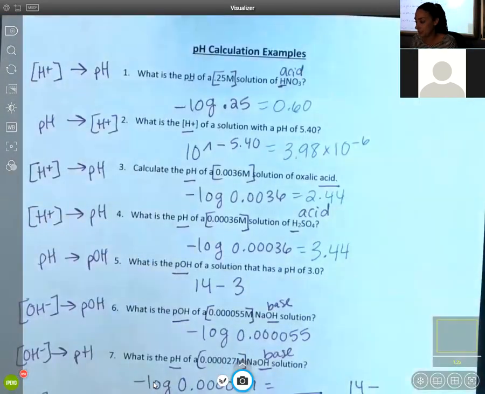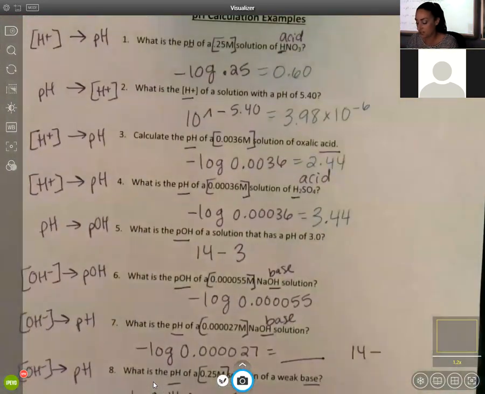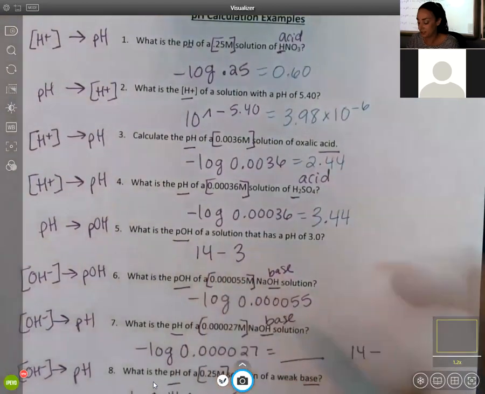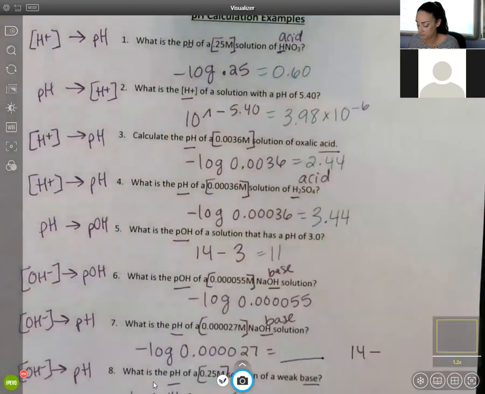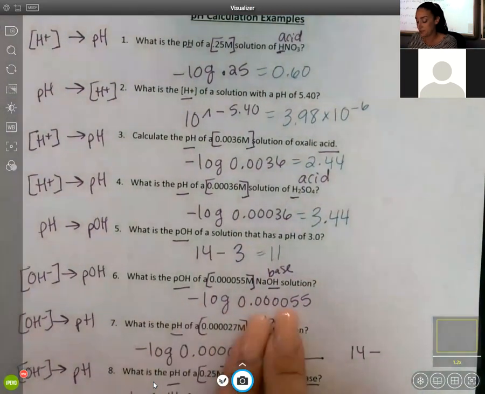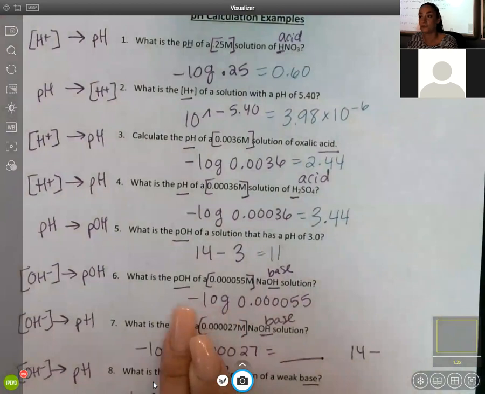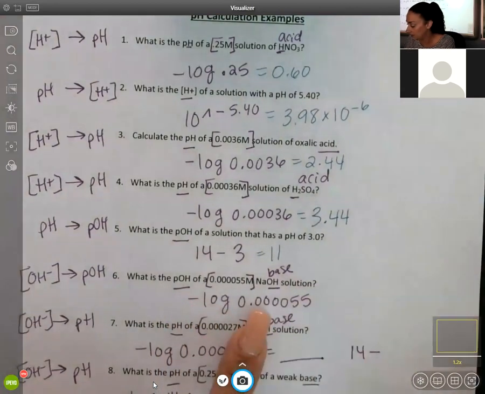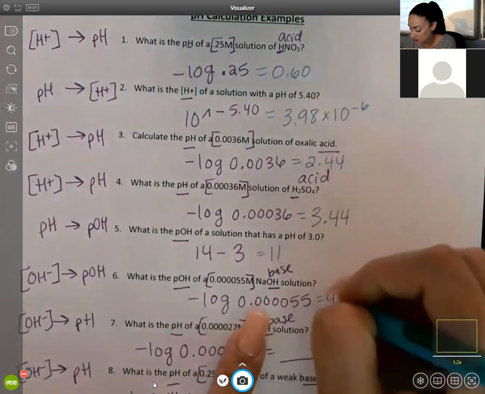Now on number 5, you're just subtracting from 14. 14 minus 3, and that's 11. On this one, again, if you're using iPhone, you would type in number log negative. If you're using the calculator online, it's negative log number. Okay. This one comes out to 4.26.